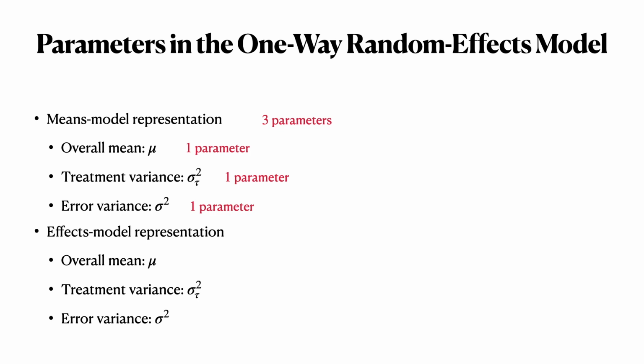In the effects model representation, we again have the overall mean, mu, and so that's one parameter. We have the treatment variance, sigma squared sub tau, that's an additional parameter. And we have the error variance, one more parameter. And so in the effects model representation, we have three parameters as well. And so we can see here that regardless of how we represent this one-way random effects model, whether as a means model or as an effects model, we have three parameters, and in fact, they are the same three parameters that need to be estimated.